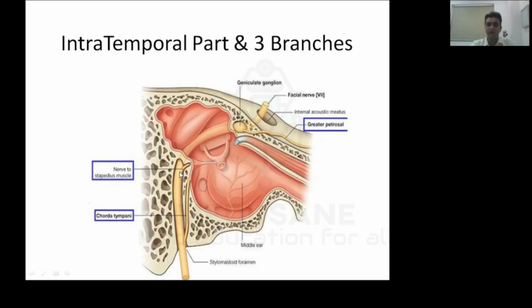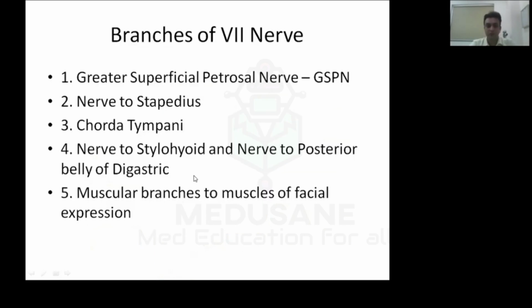At the level of the second genu arises the second branch, which is known as the nervus stapedius, and from the vertical portion arises the third branch, which is known as the chorda tympani branch. Fine. So when the nerve comes out of the stylomastoid foramen, it gives off two muscular branches, one to the stylohyoid muscle and the other to the posterior digastric. And then the nerve enters the parotid gland, and inside the gland the nerve divides into its terminal branches. Generally there are 5 muscular terminal branches.